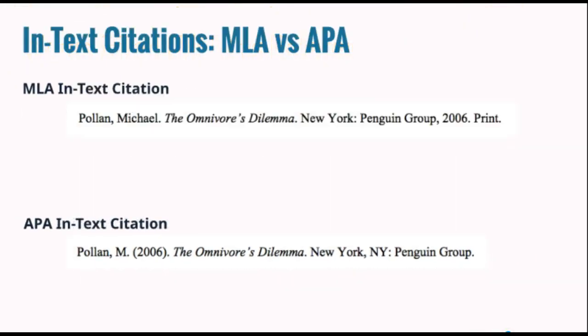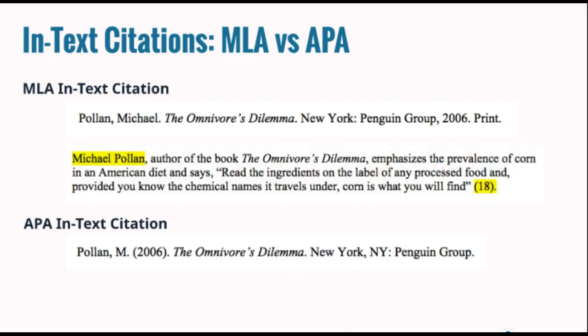Now let's take a look at in-text citations. We still have the works cited entry and then the reference entry, but the in-text citations are going to differ. So here we have Michael Pollan, author of the book The Omnivore's Dilemma, emphasizes the prevalence of corn in an American diet and says, and then we have a quote. Since we've already mentioned the author's name over here in setting up the quote, then when we put in our in-text citation, we only need to include the page number where that quote was from in the book. And that would be the MLA in-text citation.